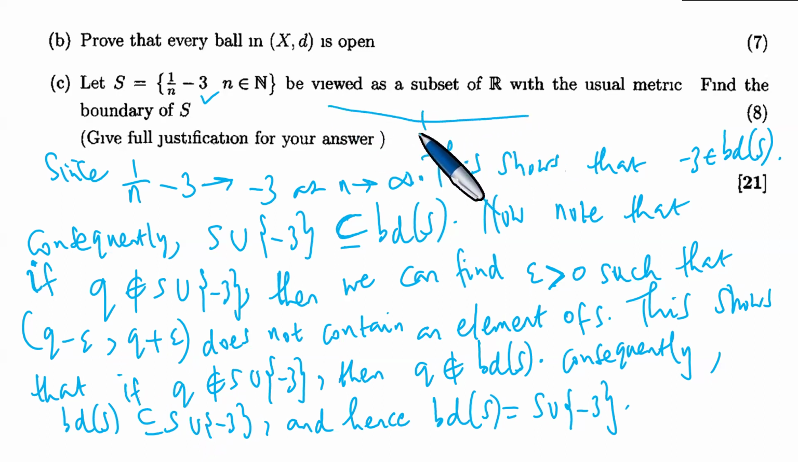And what does this mean? We have Q here, Q minus epsilon, Q plus epsilon. And then we can form an interval there. The Q minus epsilon is a number that is there. Q plus epsilon is a number that is there. Q is there. So we're then saying, if Q is not in the set S union minus 3, we can find an epsilon positive such that we can form this interval, so that this interval does not contain an element of S.